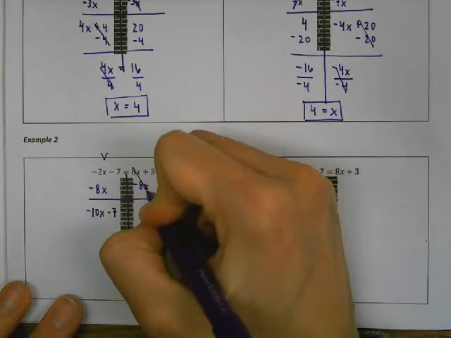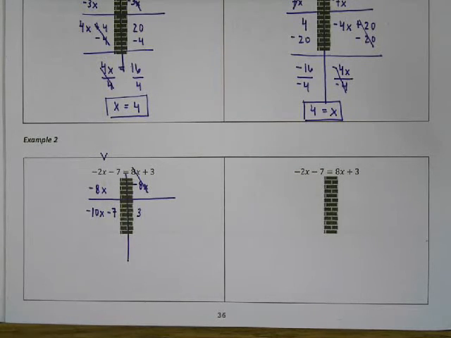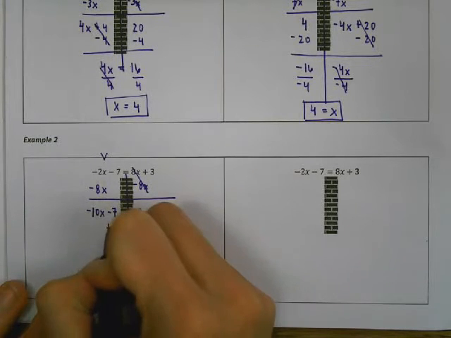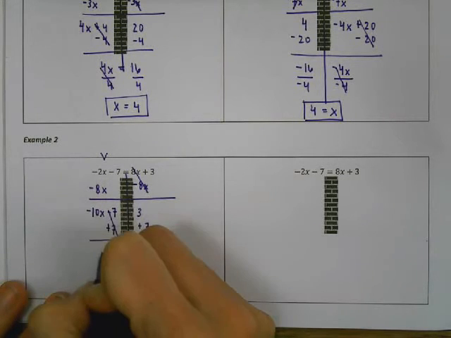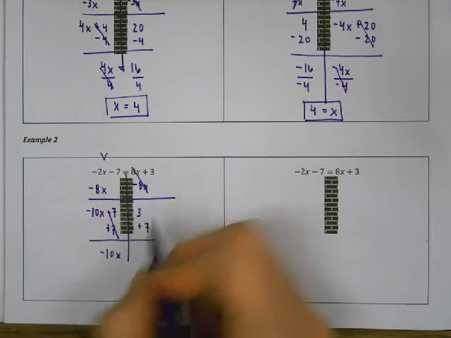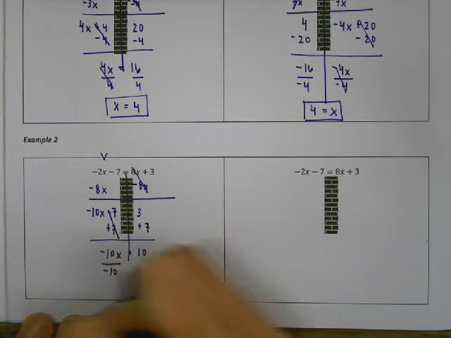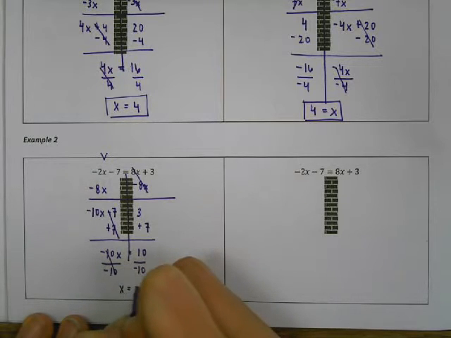And now my 8x's are gone, and I have a +3 to bring down. So now I'm going to move my constant away from my variable by adding 7. So I have -10x left. And then over on this side, 3 plus 7 gives me a +10. Lastly, I'm going to divide by a -10. And I get x equals -1.